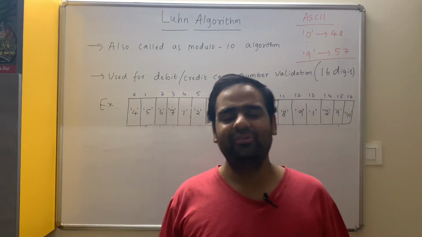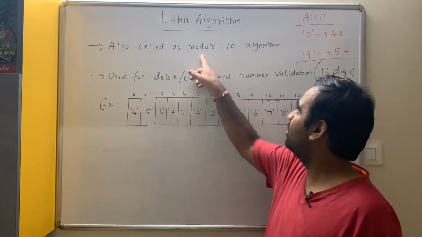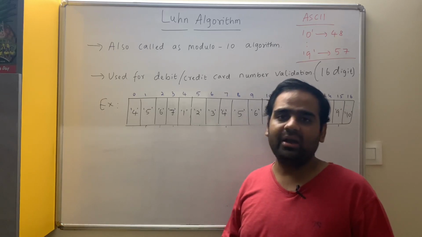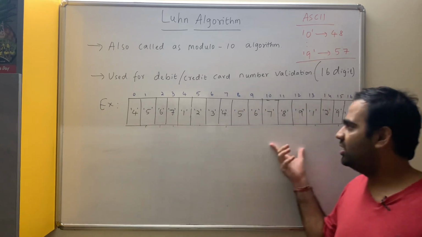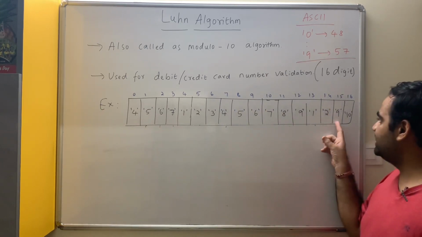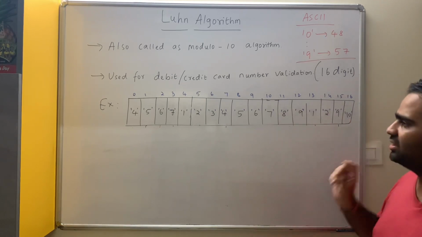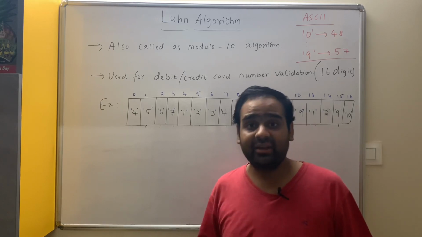In this video we will see what is Luhn algorithm. Now this algorithm is also called as modulo 10 algorithm. This is used for debit card or credit card number validation. Say for example, this is the credit card number. This is of 16 digits and we are reading it as a string. Therefore it is ending with null character and this is not integer 4. This is a character 4.